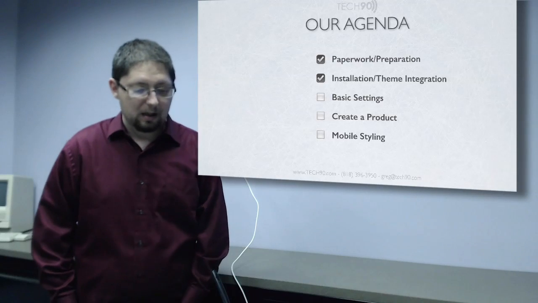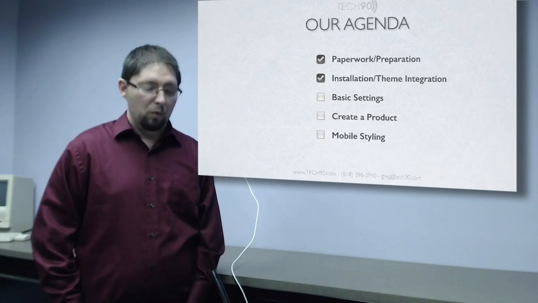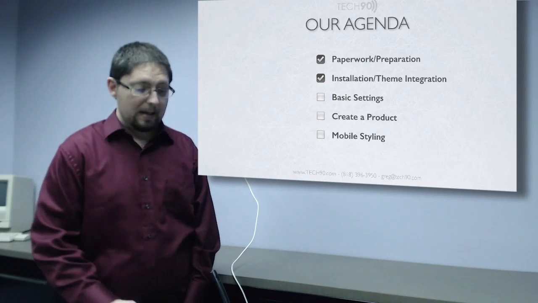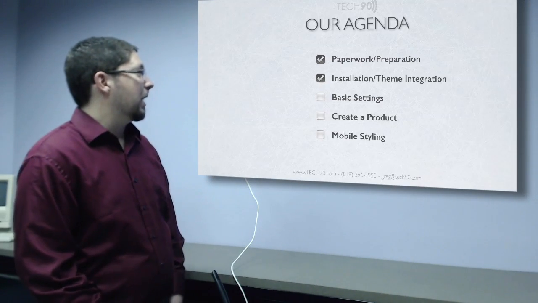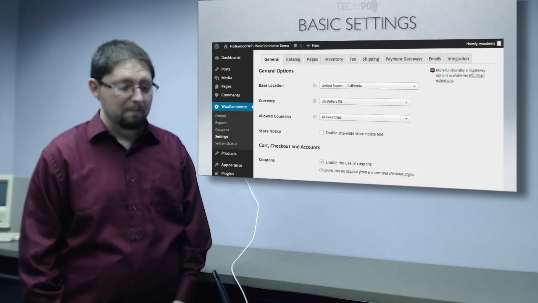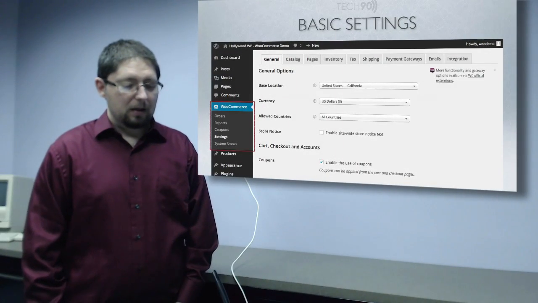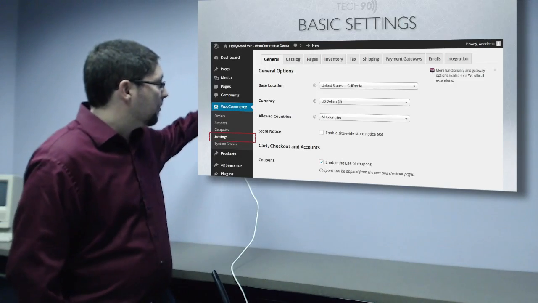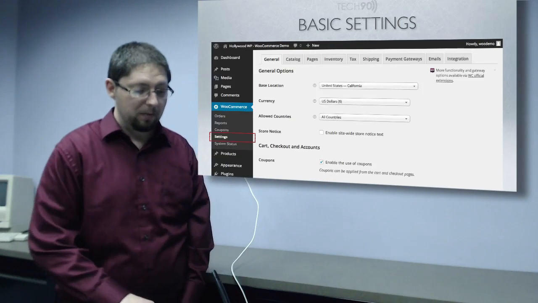Okay, that takes care of the basics of how to get WooCommerce to actually run on our site in a way that makes visual sense. Now we need to tell it how we want it to actually behave. So what we want to do is take a look at the settings, and those settings are underneath the WooCommerce settings area within the admin control panel.